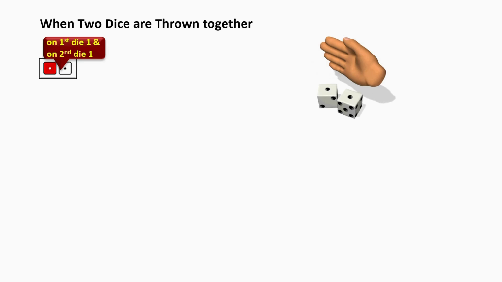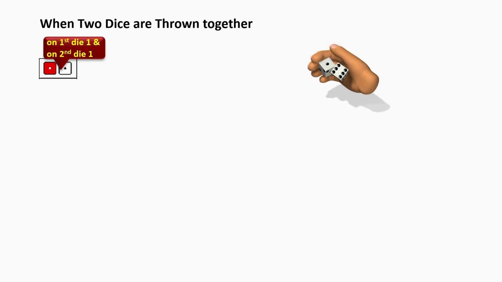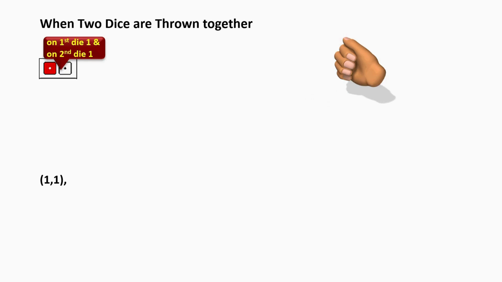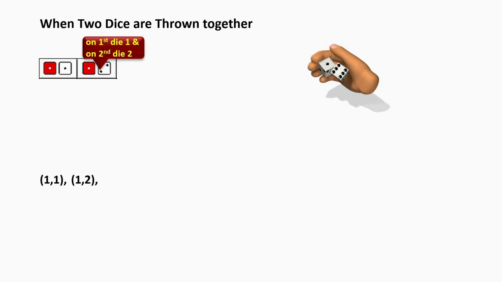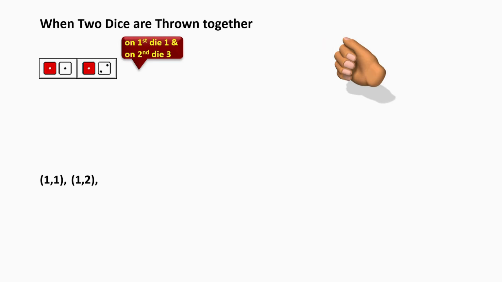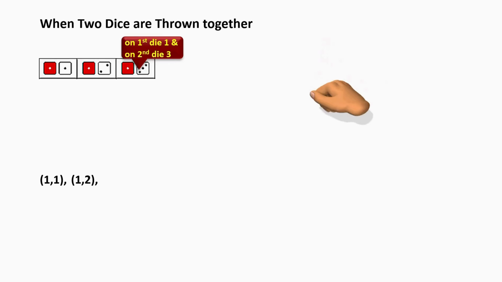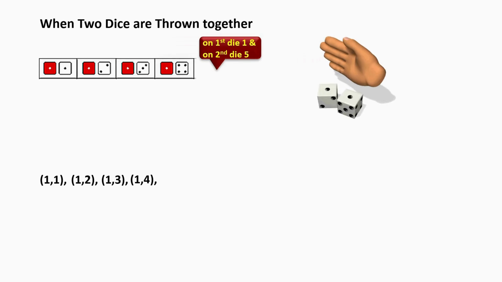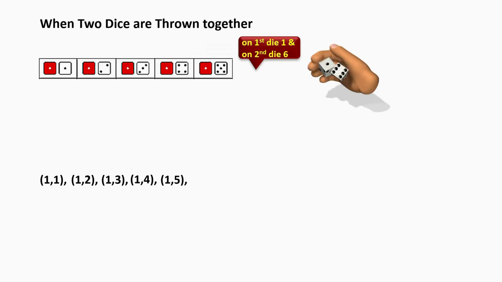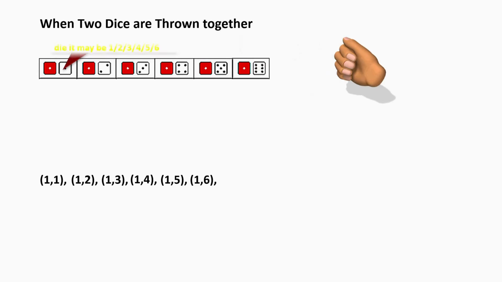So we have marked the colors red and white. The combination of whatever values we got is 1, 1. Now in the first die we got 1, and in the second die we got 2. Then what is the outcome? That is 1, 2. In this way, first die 1 and second die 3, we got 1, 3. Then we will get 1, 4, 1, 5, and finally 1, 6.